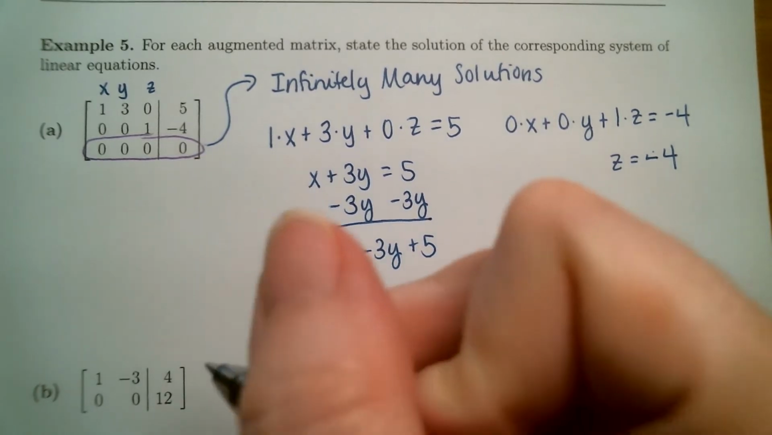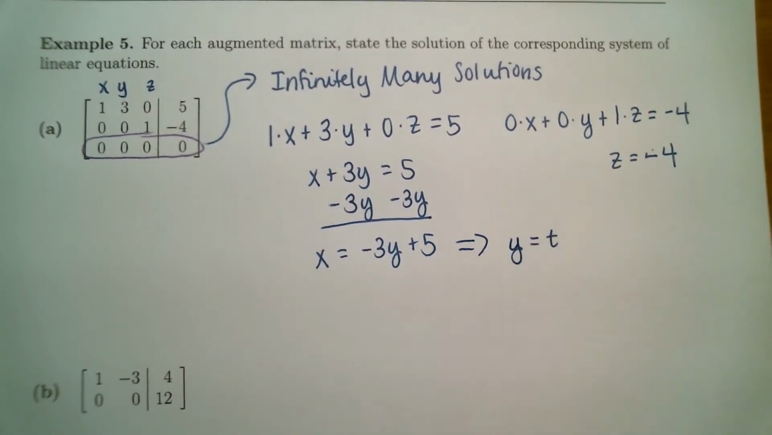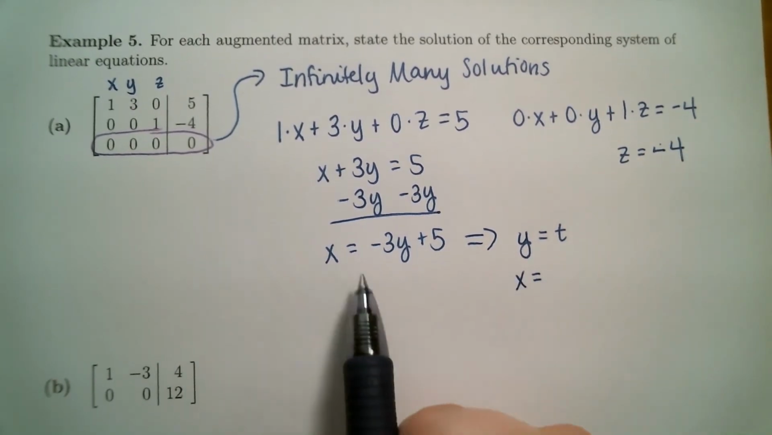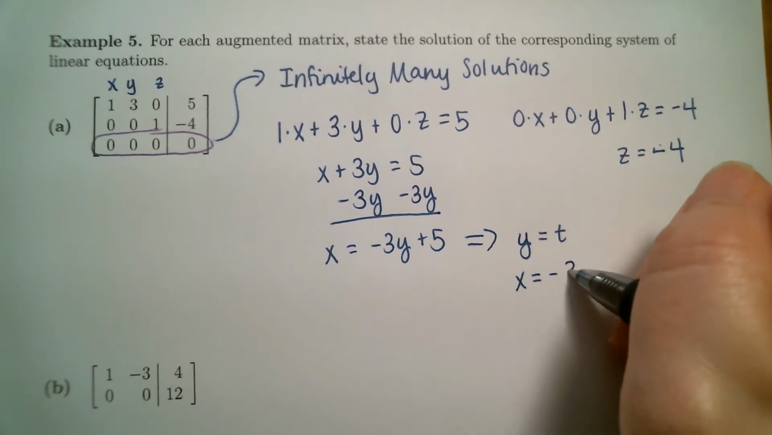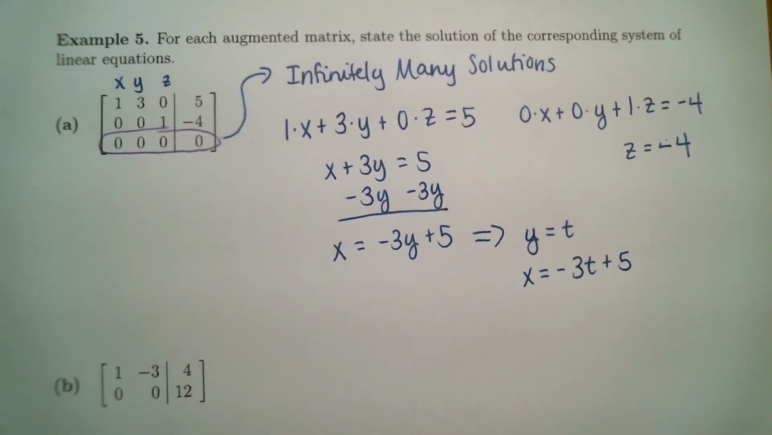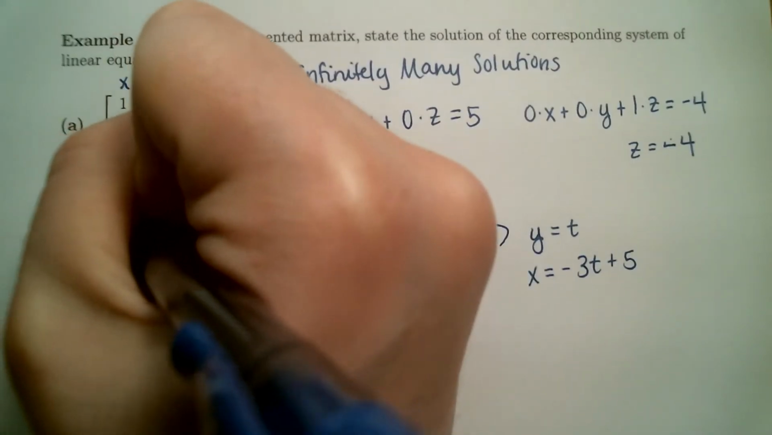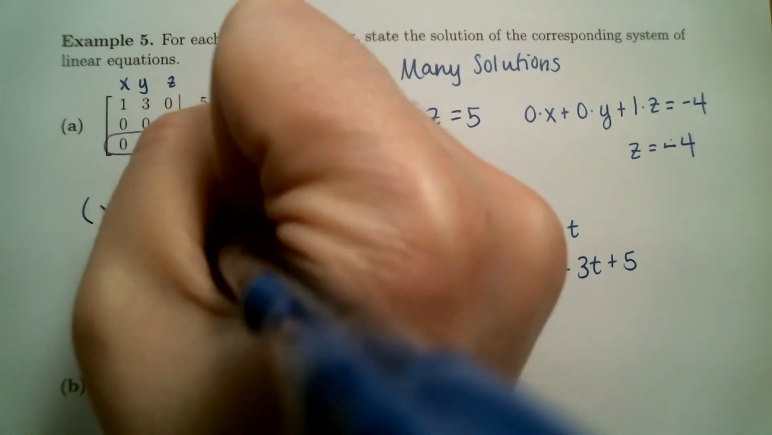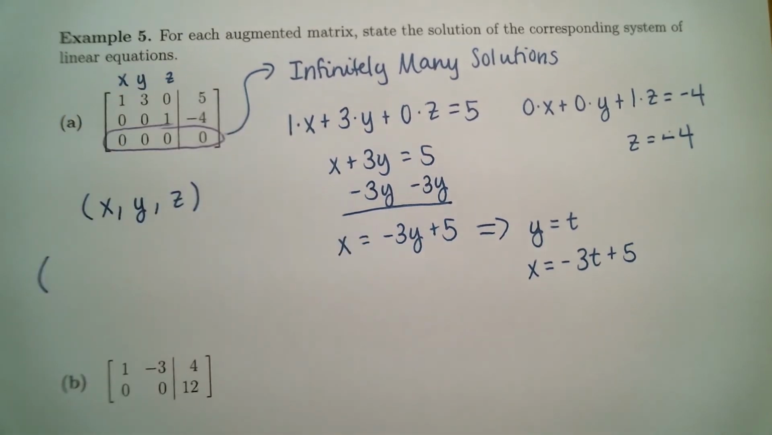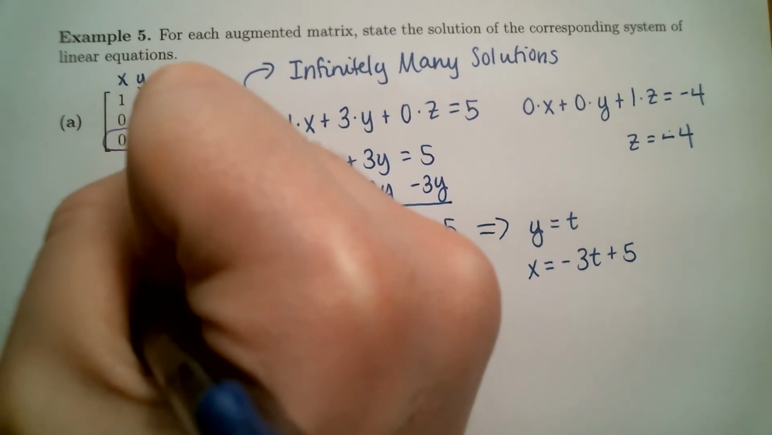Okay, so what's going to happen here is that the y value is going to be our t. And that's going to force the x value to be negative 3 times y, which is t, plus 5. So to write down your parameterization, you have to give me the ordered triple, the x, y, and the z. Don't forget about the z. The x value is going to be negative 3t plus 5.